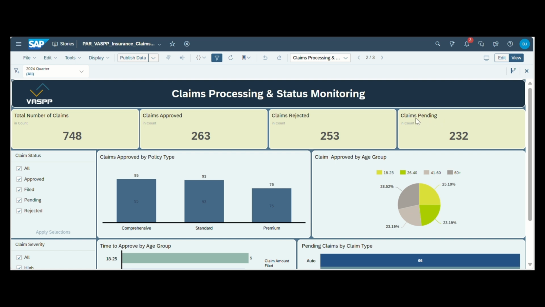Then we have claims pending, currently at 232. This is your pressure zone, customers waiting, resolutions hanging, and service perception in the balance. For claims leaders, this number is more than just operational backlog. It's a customer experience hotspot. It demands daily triage and resource prioritization.